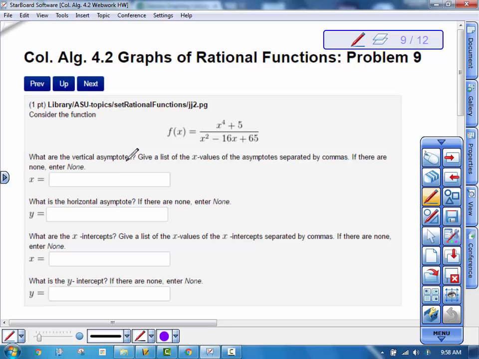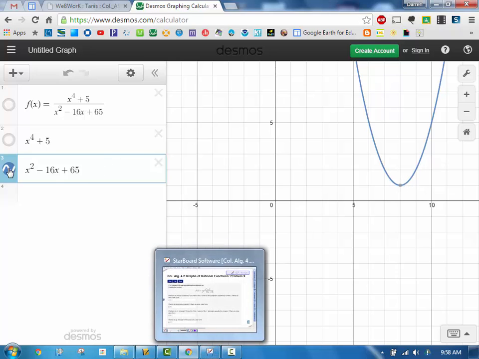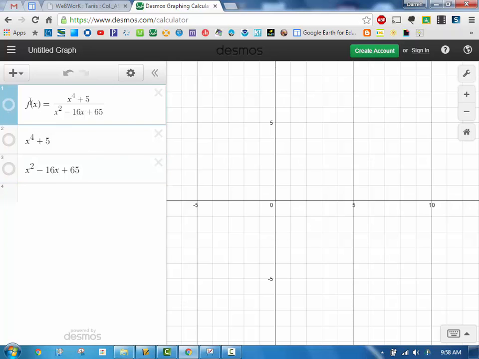Vertical asymptotes occur at zeros at the bottom. So we're going to take a look at just the bottom. And there are no zeros. So we're going to say none. There are no vertical asymptotes. And we can look at the original function, and just make sure that there are no vertical asymptotes, which there are none. So we just say none there.